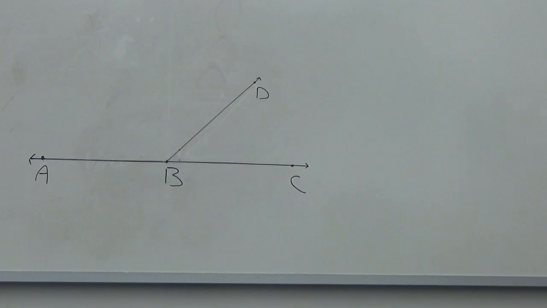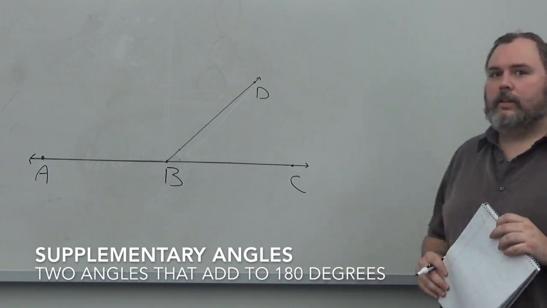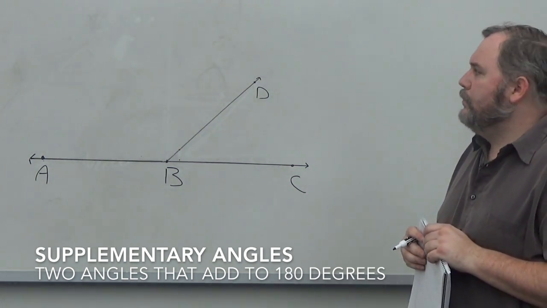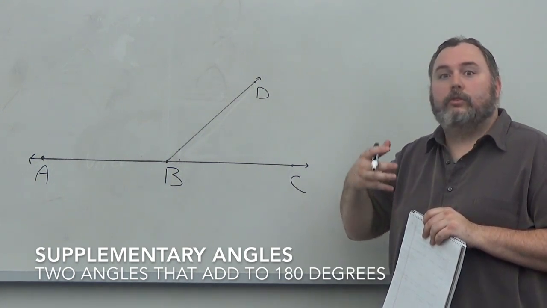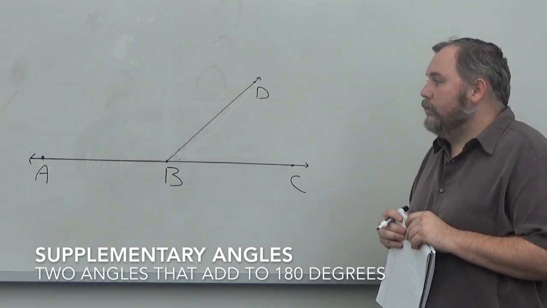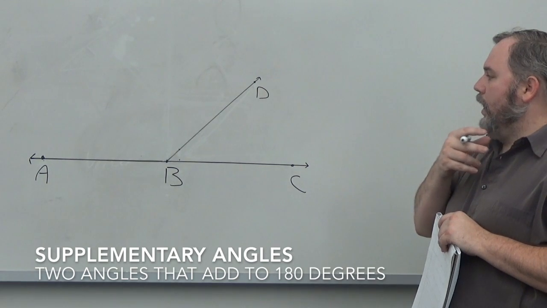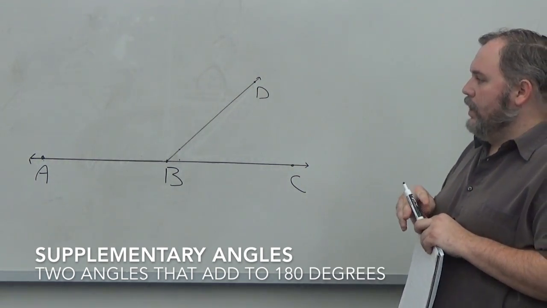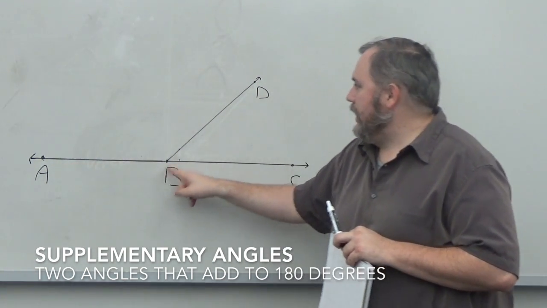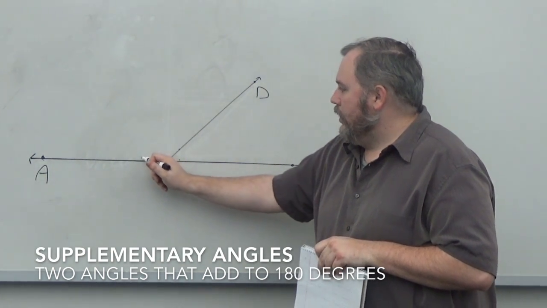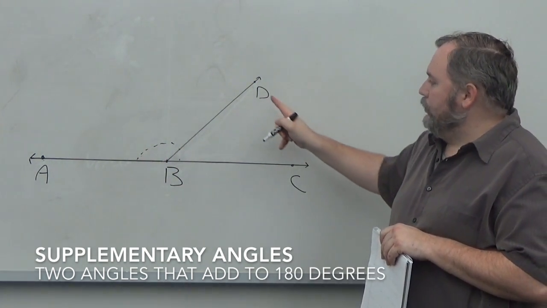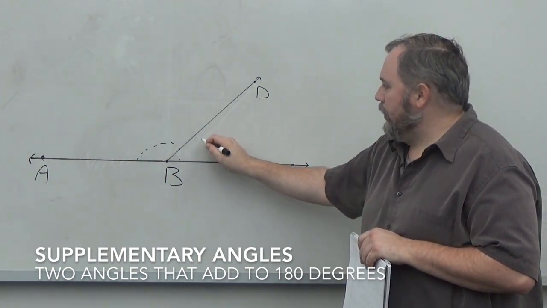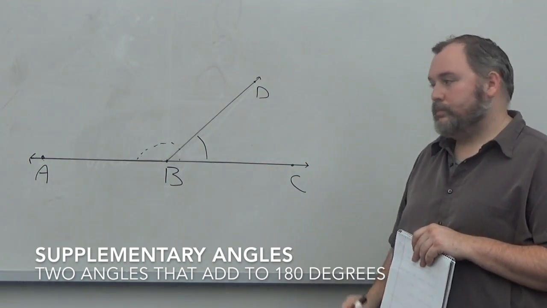So up on your board, we're going to talk about first what's called supplementary angles. Basically, a supplementary angle is when I take two angles together and they add up to 180 degrees. So in this one that we've got up on the board, I have two angles that we see. I have angle ABD, so that would be this guy right here, all right? And then I have angle DBC, which would be this guy right here.